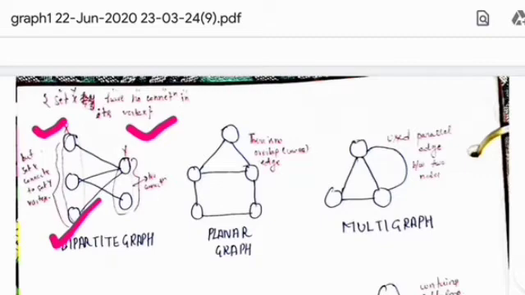Next is your planar graph. There are various properties of the planar graph, but still the given graph is your planar graph because there is no overlap or crossing of edges. So hence we say that it is your planar graph.